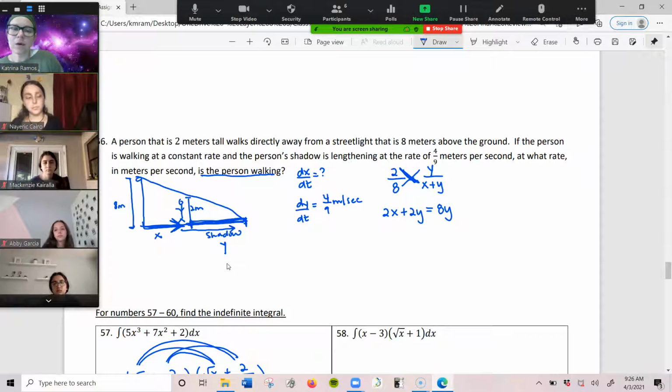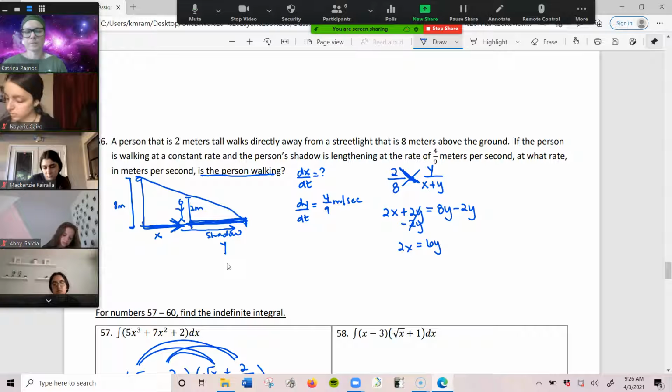Okay. Now, to further simplify this, I could subtract the 2y from here. So we have 2x is equal to 6y. This is as simple as I can get with my equation. So we started off with this ratio, and the whole point of doing this is to basically simplify that equation to something that is nicer to work with. And now we take the derivative.